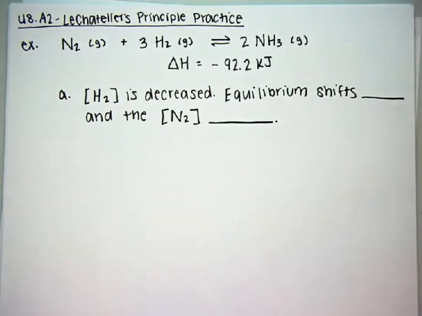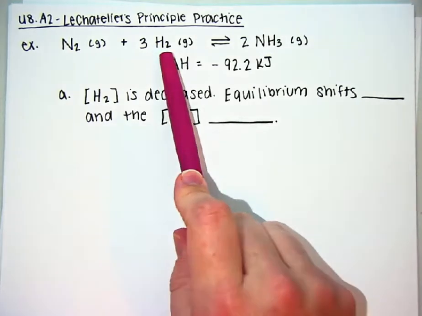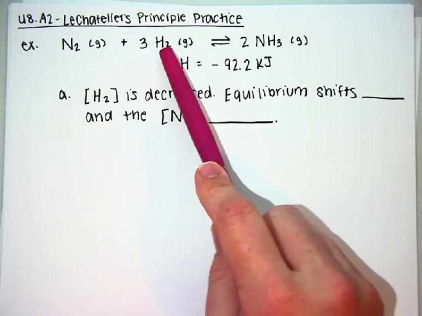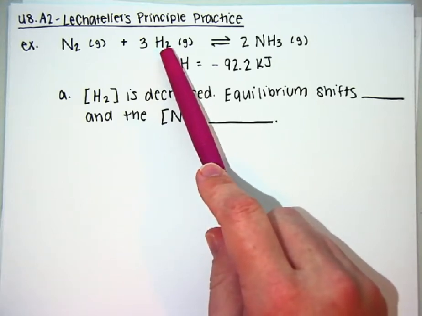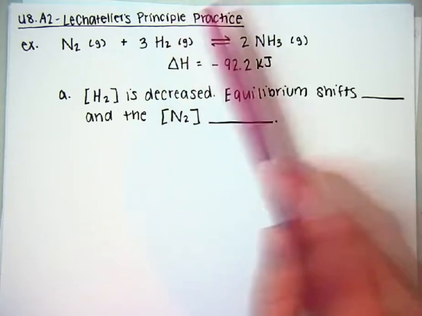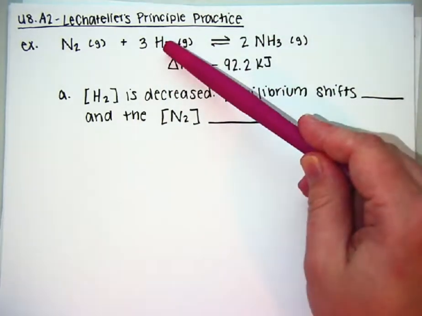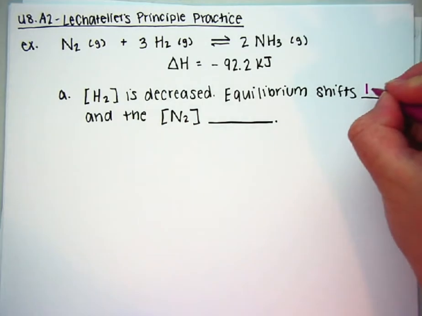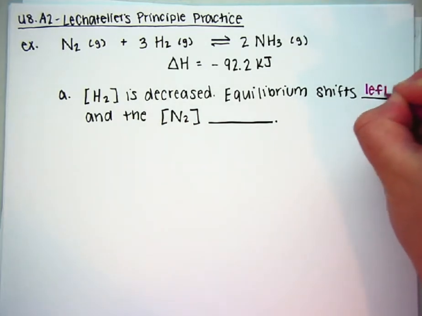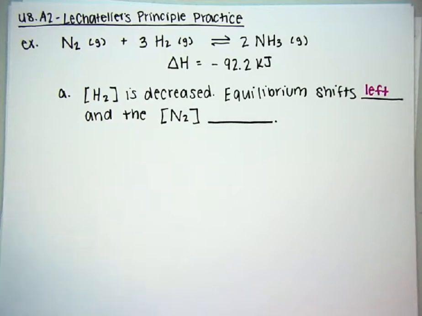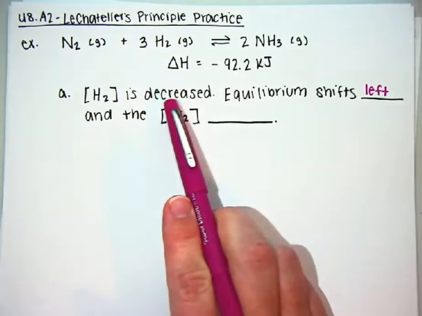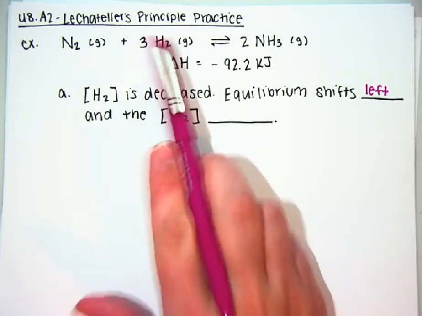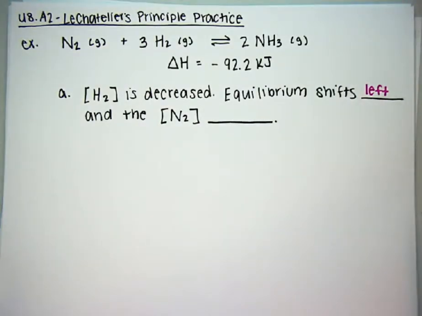Alright, so we stress this reaction by decreasing the concentration of hydrogen. The way that we restore equilibrium is by producing more hydrogen. Well, if I want to produce more hydrogen, it is going to shift to the side that hydrogen is on. Equilibrium is going to shift left. We could also use our saying, if we subtract, it stays. So if I am subtracting hydrogen or decreasing hydrogen, equilibrium stays to the side that hydrogen is on. Hydrogen is on the left-hand side, equilibrium shifts left.